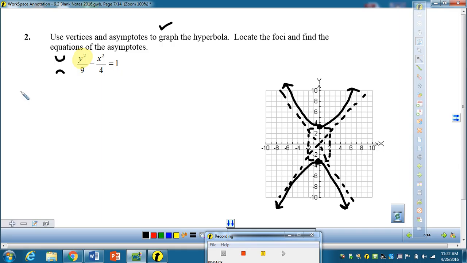Now we're going to locate the foci using our c-squared formula. So we add our denominators together.